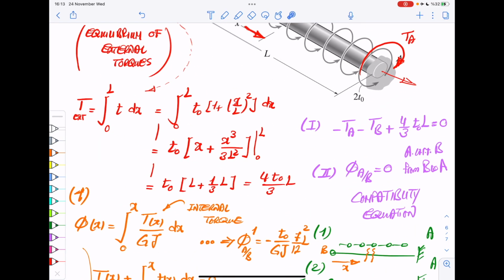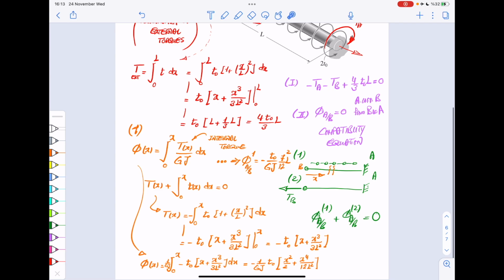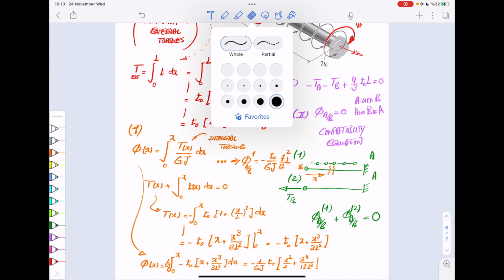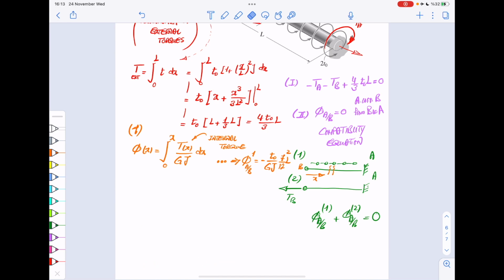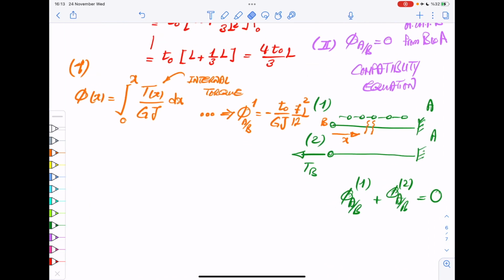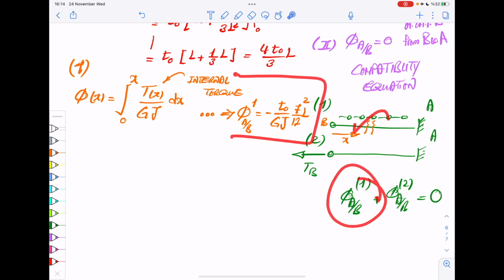Okay, so I'm going to clean this up and proceed. Do you have any questions so far? Okay, so we know how to handle the distributed load, which was the more difficult part of this. And now we have the answer for the first part. So we got that. It's this.